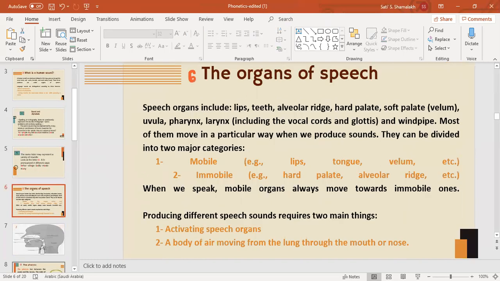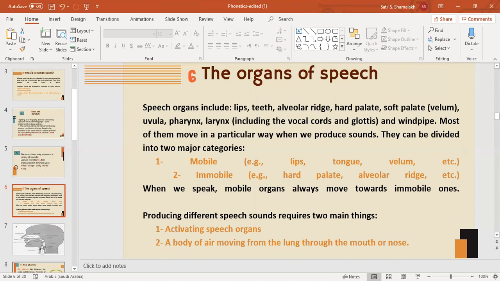Slide 6. The organs of speech. Speech is the noun of speak. Do we speak with our hands? Do we speak with our eyes? Do we speak with our feet? No. So what do we use to speak? We use our mouth, our tongue, our nose, our vocal cords.